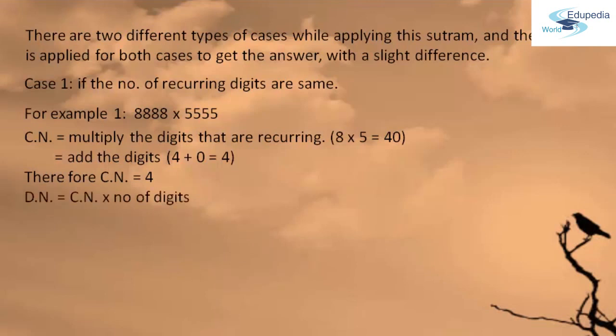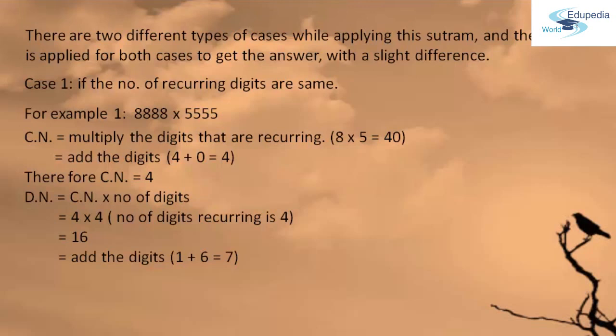Now, the other thing we are going to find is Dn. Dn is found by multiplying the Cn with the number of digits. Here, the Cn we have got is 4 and the number of recurring digits is 4. So 4 into 4, you get 16. Now 16 is a two-digit number, so you just add the digits 1 and 6, you get 7. Therefore Dn is equal to 7.